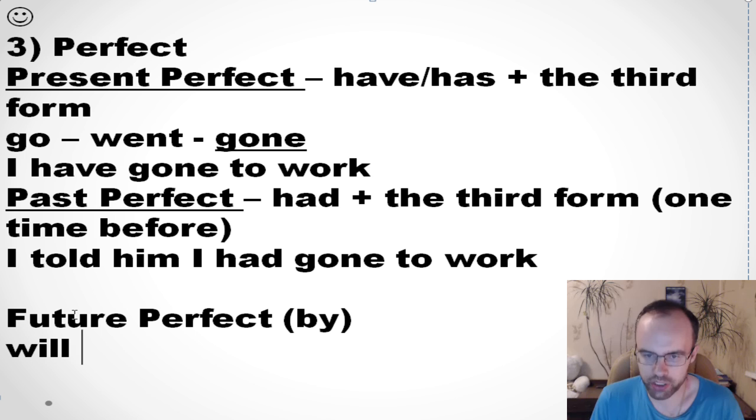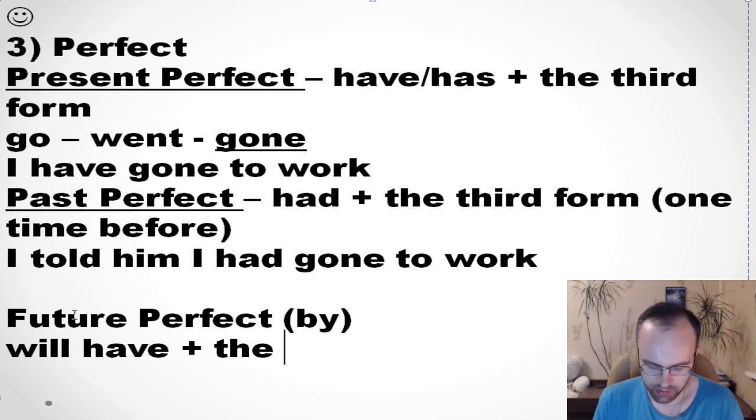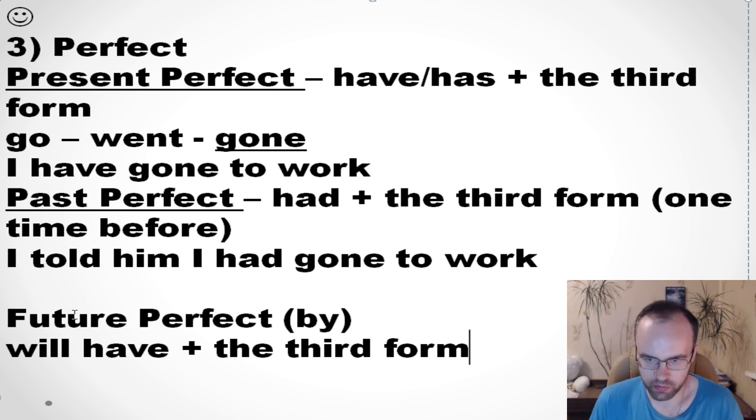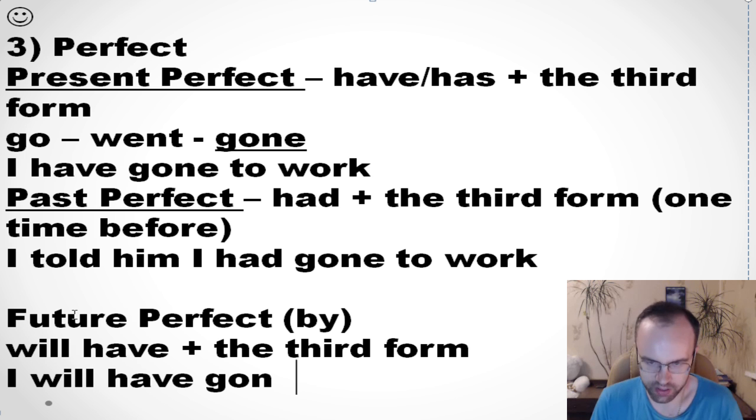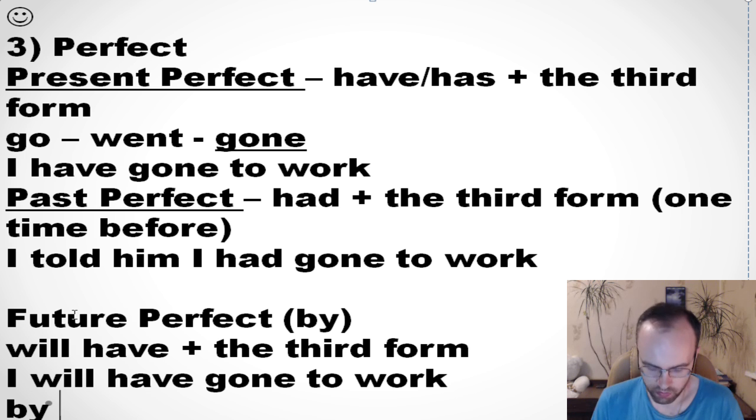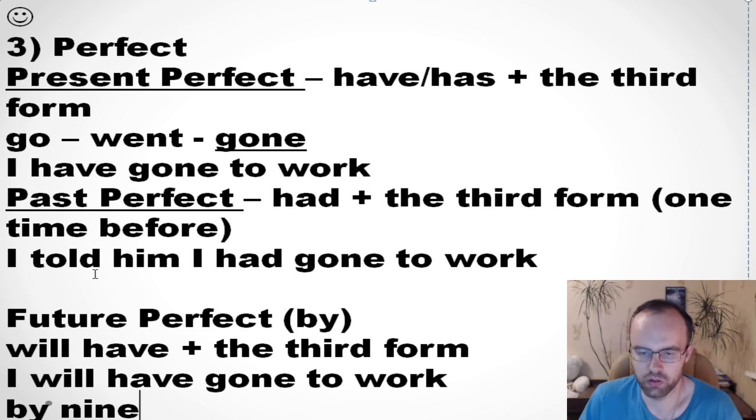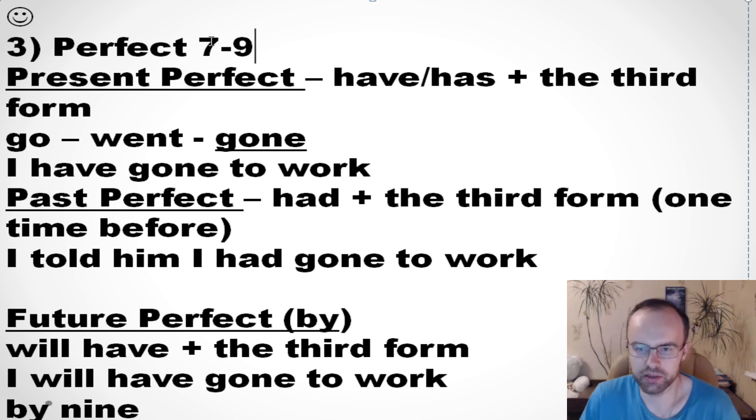and if we look at the formation of this tense, we'll have plus the third form, okay? I will, for example, I will have gone to work by 9. So if we look at future simple, we use it without by, but we use future perfect with by, so that's the difference, okay? Very good. So perfect tenses from 7 to 9.